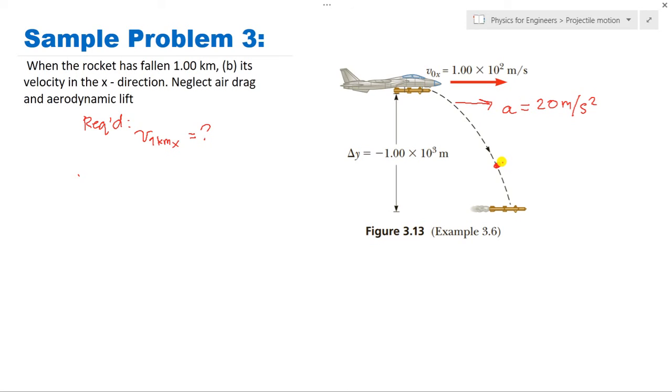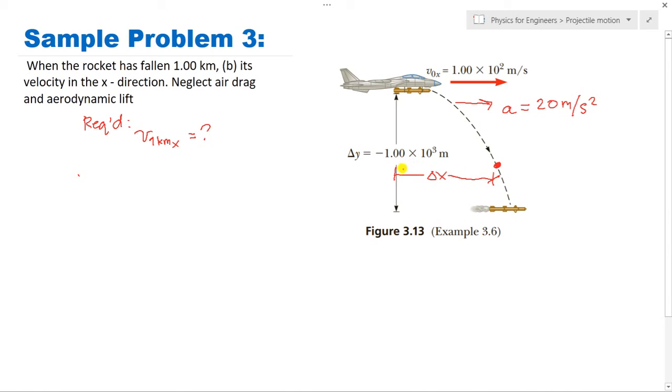So for a 1 kilometer displacement, tingnan natin kung ano yung time nila doon. Kasi yung 1 kilometer natin na displacement, it's not on x, but it's on y. So therefore, in order to solve that, tingnan muna natin yung time. Kasi wala tayong ma-relate kasi wala tayong delta x dito. Okay? Wala tayong delta x class.